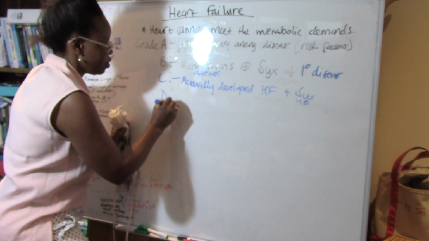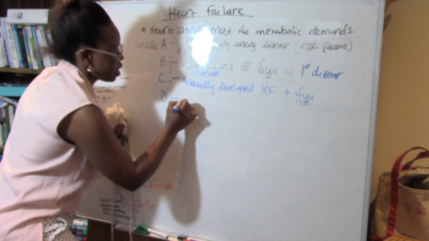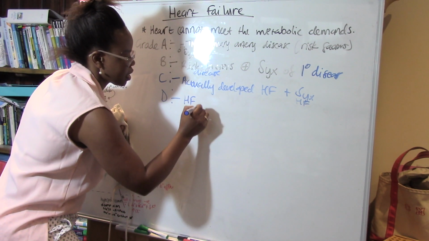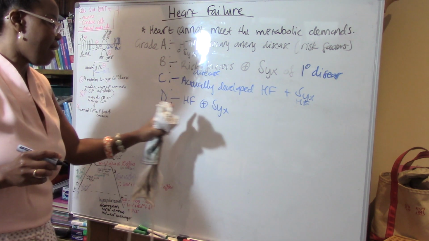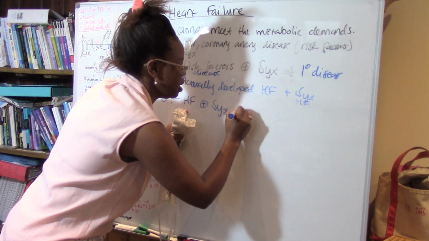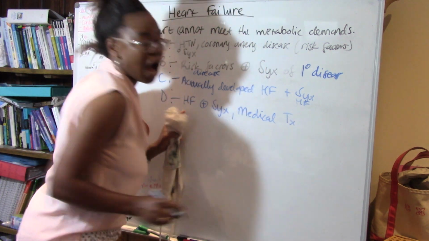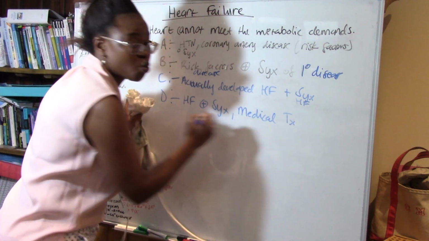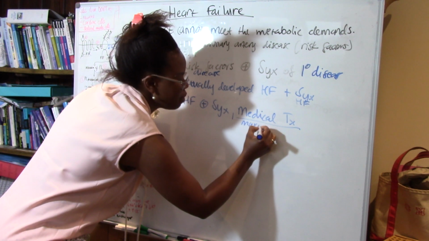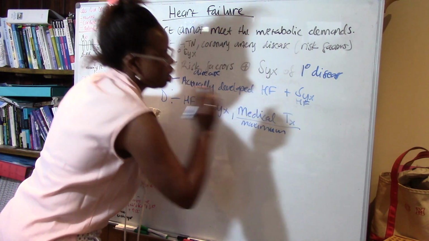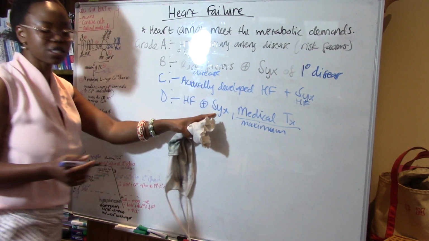And then stage D patients are people who are really, really unwell. They have heart failure with symptoms, and they have been treated medically, so medical therapies. However, medical therapies are not working for them. So although they are on maximum drugs or medical therapies that we can give, they still show symptoms of heart failure.